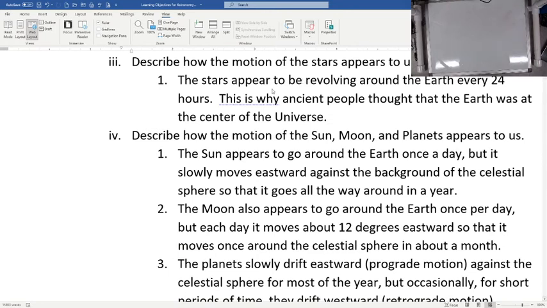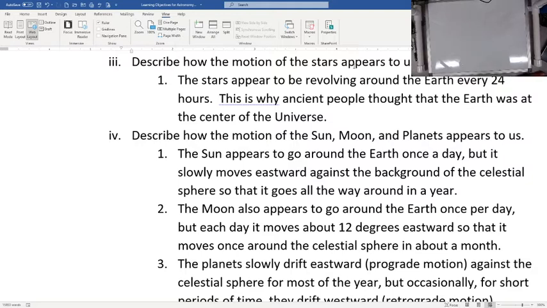If you go out at night and look at the stars, they appear to be rotating around the Earth every 24 hours. They rise and set. This is why ancient people saw the celestial sphere as rotating around the Earth. The Earth rotates on its axis as it orbits the sun, and it takes 24 hours to rotate on its axis. And so it looks like the stars are going around the Earth about once every 24 hours.